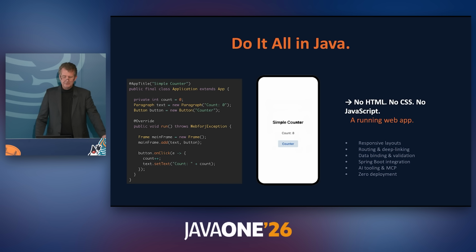Another close-up. This is a sample that tells a little bit more about how webforJ works. In the middle, you see a simple counter app, one that many people wrote when learning. You have this button, and when you push the button, it's counting up the text in the middle. And when you look at the left, this is all the code that makes this application.